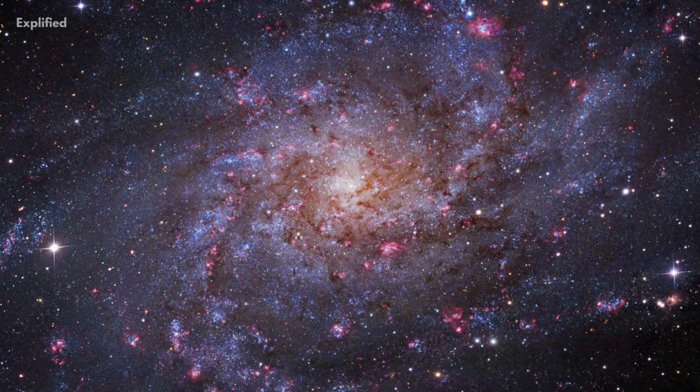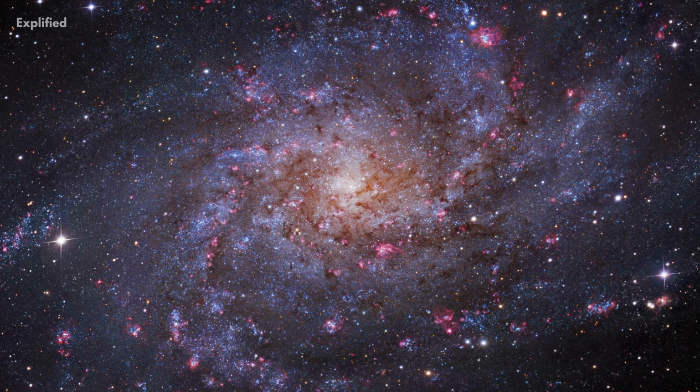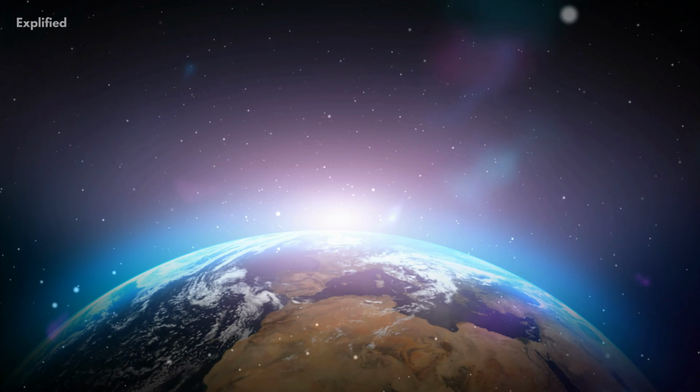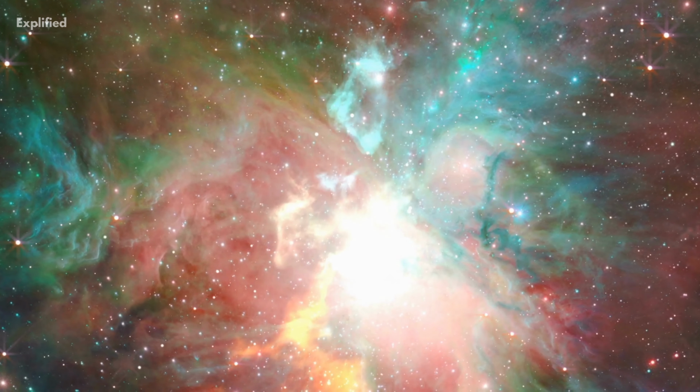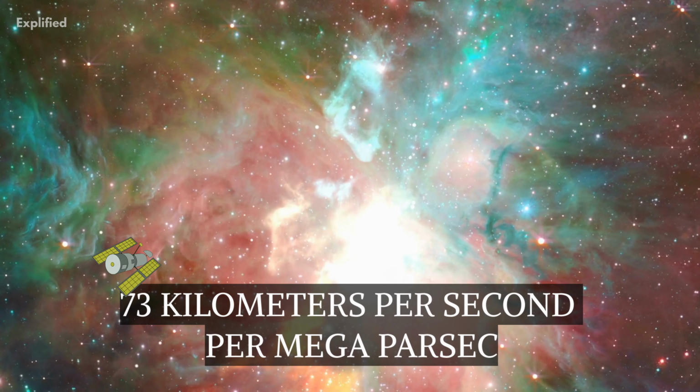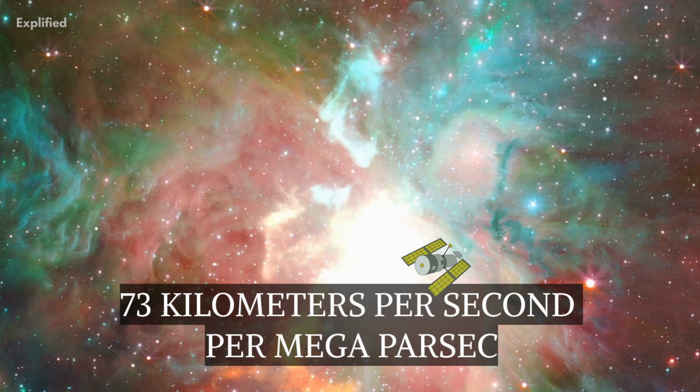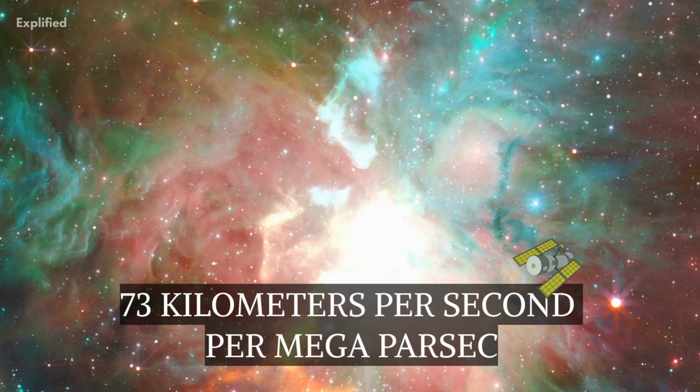Now, if we divide the velocity of the farthest galaxy by its distance from Earth, we get the rate of expansion of the universe. Calculations till now have shown that the Hubble constant is 73 km per second per megaparsec. Which means, for every megaparsec, that is 3.26 million light-years distance away from Earth, the universe is expanding at a rate of 73 km per second.